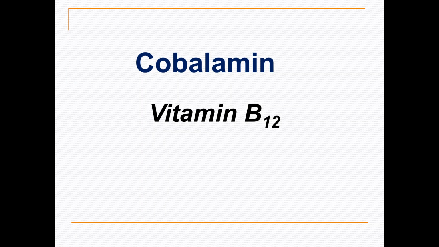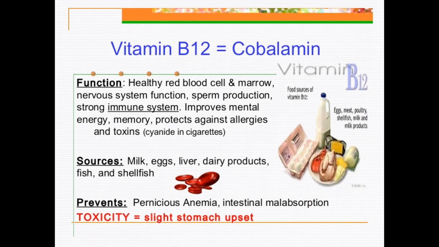Cobalamin, vitamin B12. Vitamin B12's main functions are in healthy red blood cells and nervous system function. It also helps in sperm production, restores the immune system, improves mental energy and memory, and protects against allergies and toxins. The sources are milk, egg, liver, dairy products, fish, and shellfish. Its deficiency can lead to pernicious anemia.